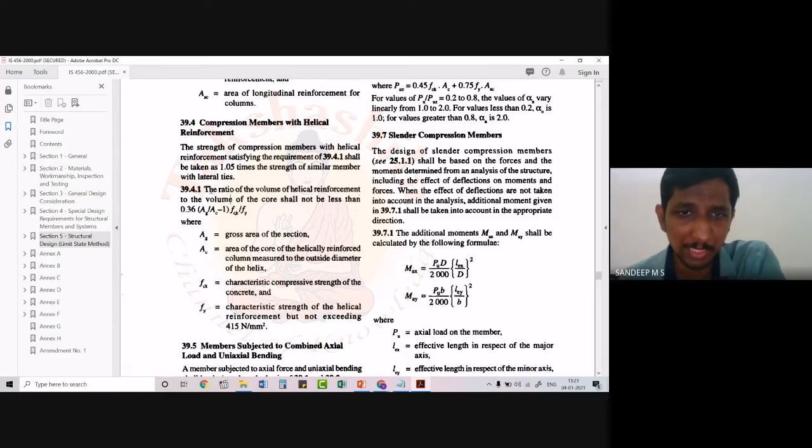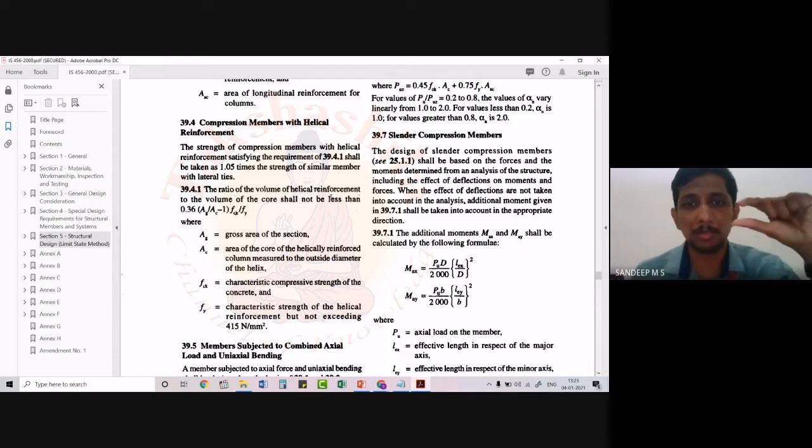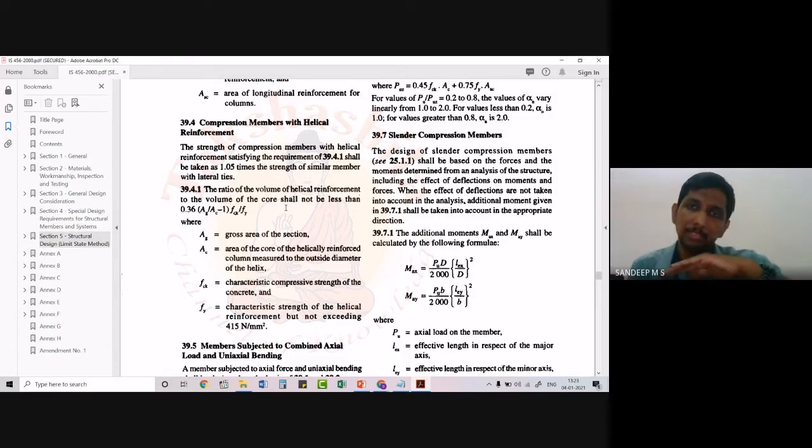Basically what we have to do is find a ratio between the volume of the helical reinforcement and the volume of core concrete. We will take a piece having a length of say 1 unit, and find the ratio between the volume of helical reinforcement in that and this volume, and this should not be less than this factor. The factor is given by 0.36 into A gross by area of core minus 1 into FCK divided by Fy. We have to calculate this factor and ensure that it is at least equal to this ratio between the volume of helical reinforcement and volume of core. That is what we are going to do.